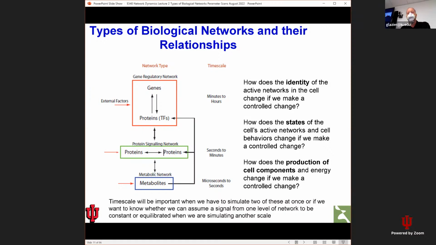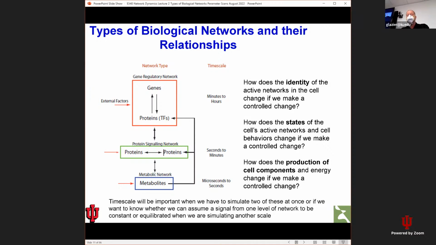Again, I don't know how many people in the class come from different backgrounds, but some people I know haven't done a lot of biological background. And so one of the things I think is important is to try to think about what kinds of biological questions one can frame. The fundamental question you might ask about gene regulatory networks is, how does the identity of the active networks in the cell change? When I talked about the difference between dynamics of networks and dynamics on networks, gene regulatory networks really turn on and off networks completely, de novo. So you could think of gene regulatory networks as turning on and off networks. They're dynamics of networks rather than on networks.